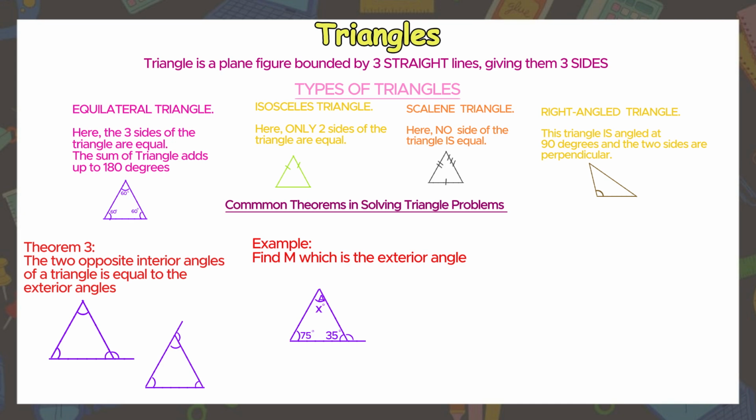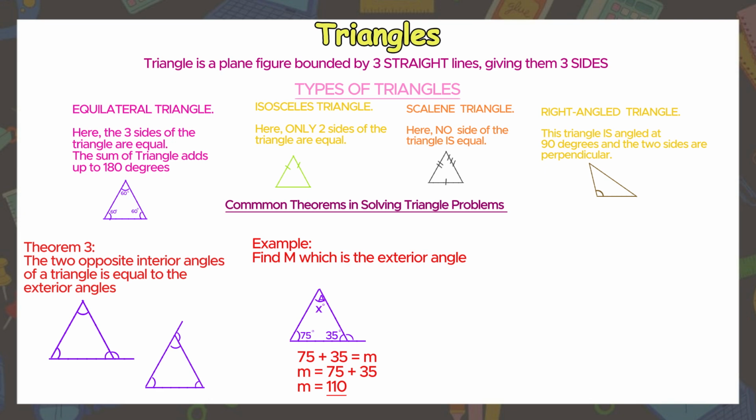So what are the opposite angles? The two opposite angles are what? 75 degrees plus 35 degrees, which is equal to M. So that means that our M here is equal to 75 plus 35. We are going to have it as 110 degrees. M is equal to 110 degrees.